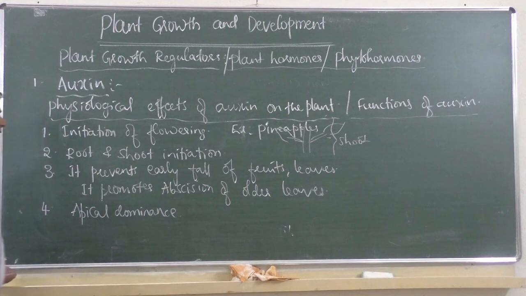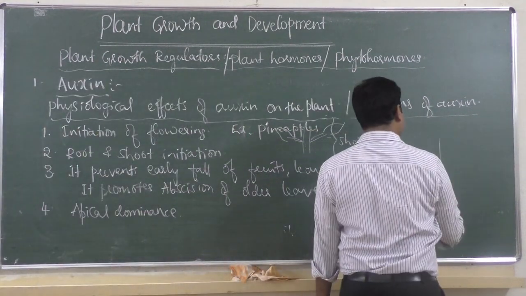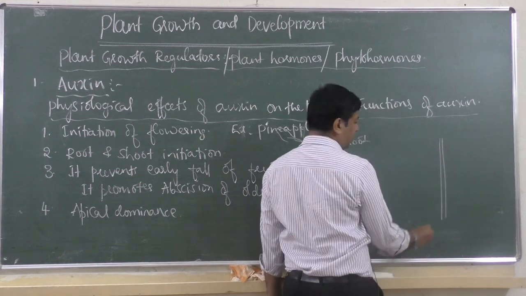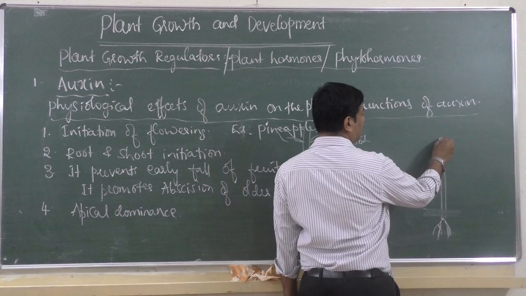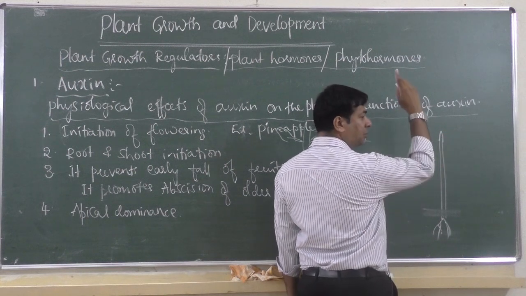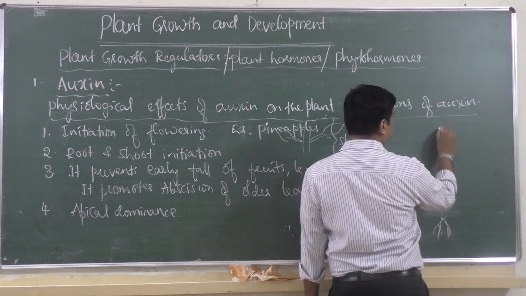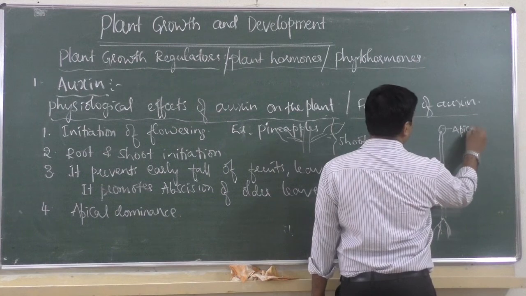Apical dominance. The meaning of apical dominance is this: suppose this is a stem, and at the tip of the stem, the topmost part, it produces a flower bud. It is called the apical bud.